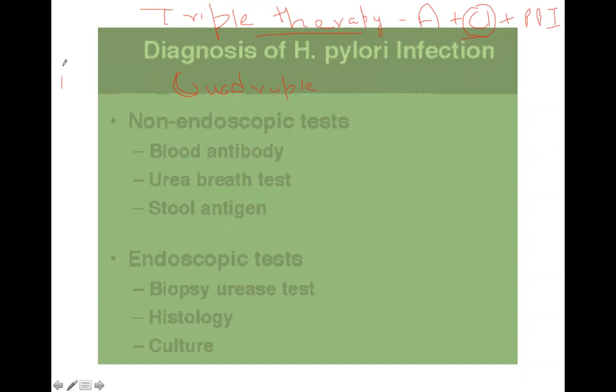These things you have to remember. In case of MAC infection, Mycobacterium avium complex infection, the patient is HIV positive, so this is an opportunistic infection, and we will give the patient clarithromycin plus ethambutol.